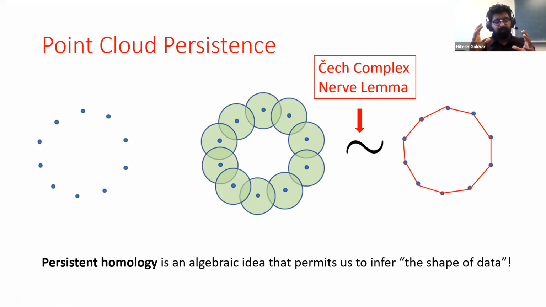And the nerve lemma did tell us that this replacement of this union of balls with this simplicial complex actually makes sense, because you can deformation retract one onto the other. So this was essentially the pipeline of data to its neighborhood to its nerve.